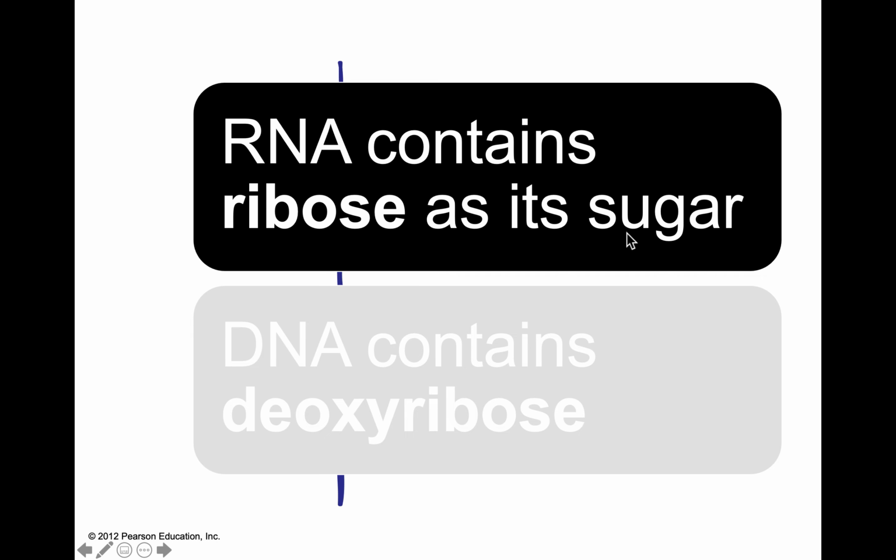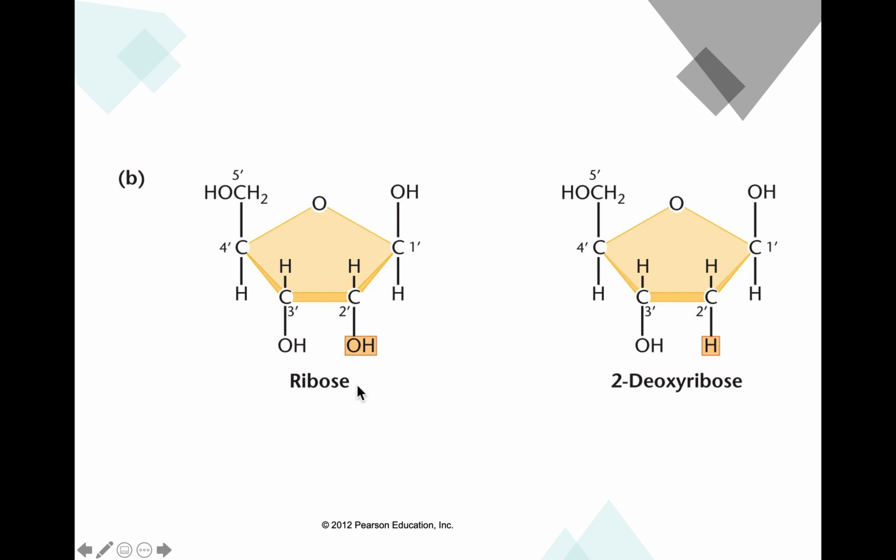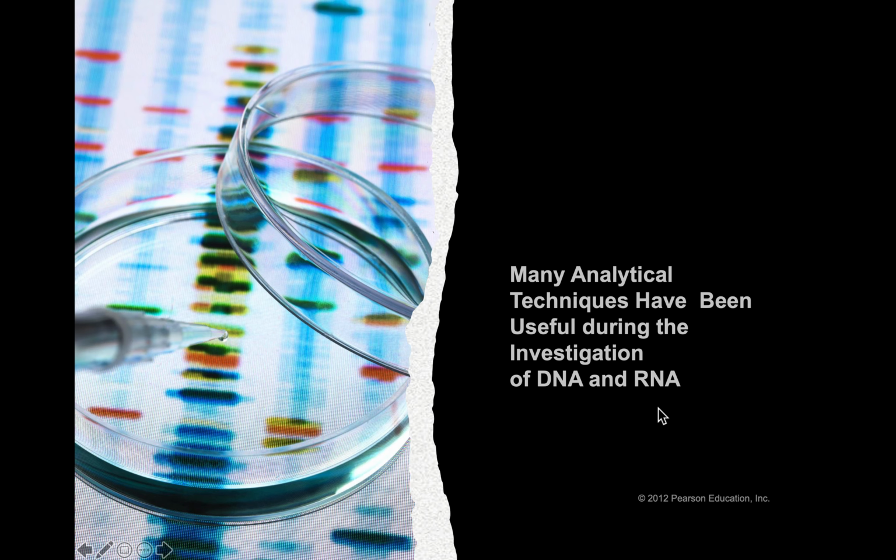So RNA contains ribose as its sugar, where DNA contains deoxyribose. So what's the difference? Ribose, which is present in RNA, at the 2nd carbon, contains a hydroxyl group. But in DNA, we have 2-deoxyribose. What does that mean? Deoxy means without oxygen. So the 2nd carbon, so you number them like this, 1, 2, 3, 4, and 5, the 2nd carbon does not have an oxygen. Therefore, it is deoxyribose. So the sugar in DNA is deoxyribose.